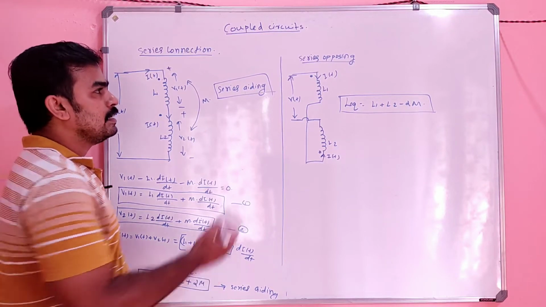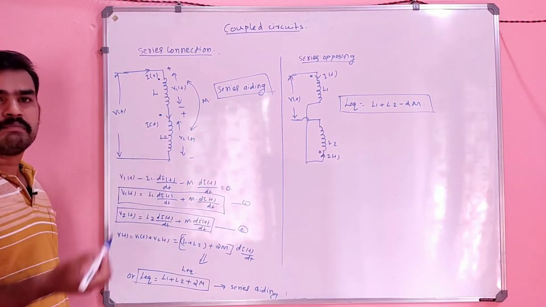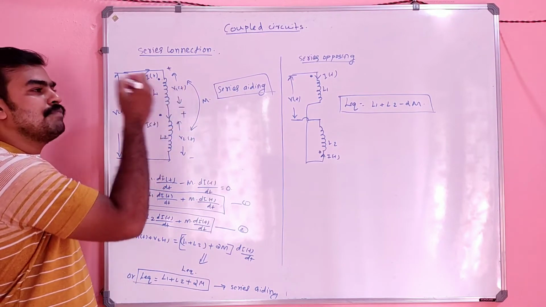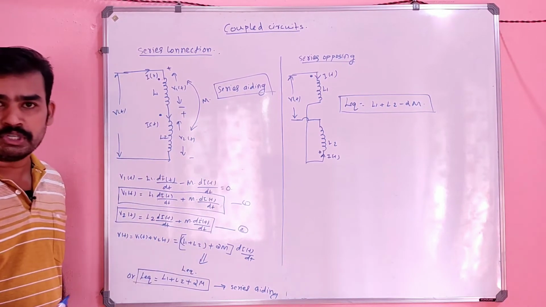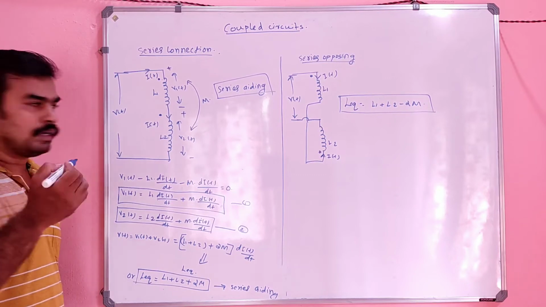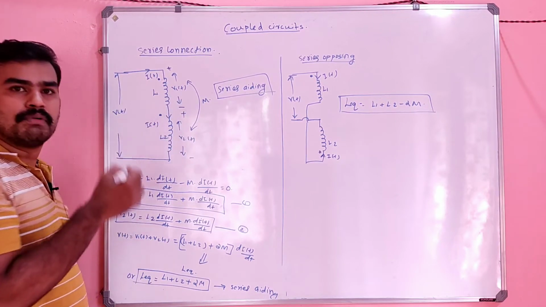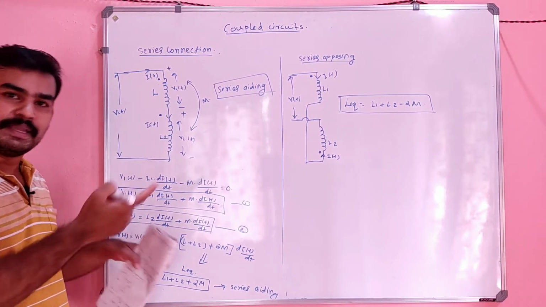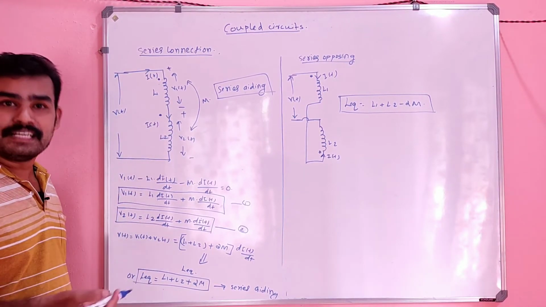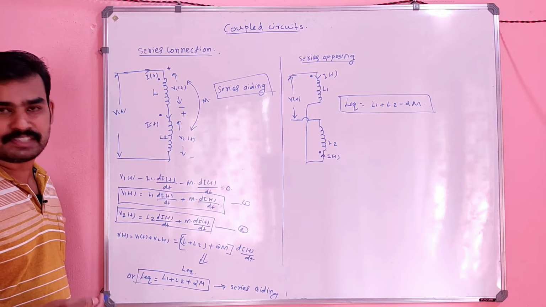And if the circuit is series aiding, what does it mean? The flux produced in one coil aids the flux produced by the other coil. That means the total flux in the circuit will be equal to the sum of the flux produced by this plus this, in the same direction. There will be addition of fluxes in a series aiding circuit.